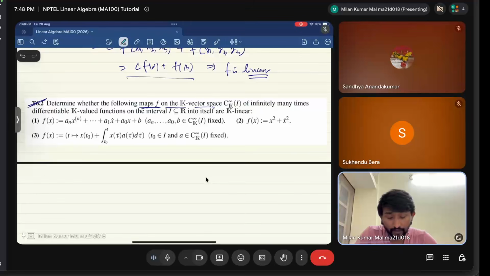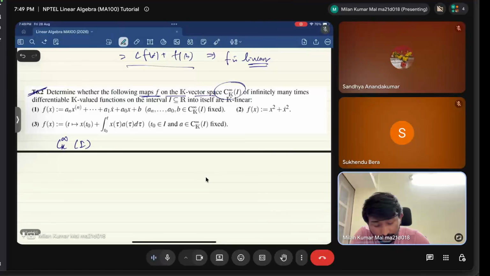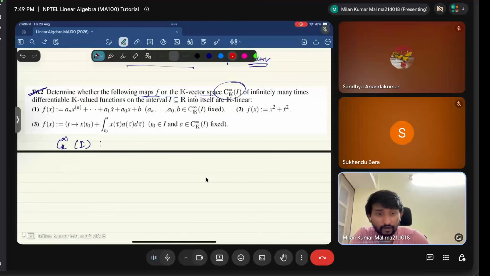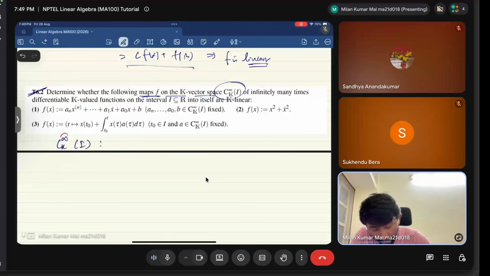Determine whether the following maps F on the K vector space C^k(α). What is C^infinity? It is the space of infinitely differentiable K-valued functions. If instead of infinity we had n, then it would be n times continuously differentiable. And if I have infinity, that means infinitely many times differentiable K-valued functions. This is the value, and this is the number of differentiability.